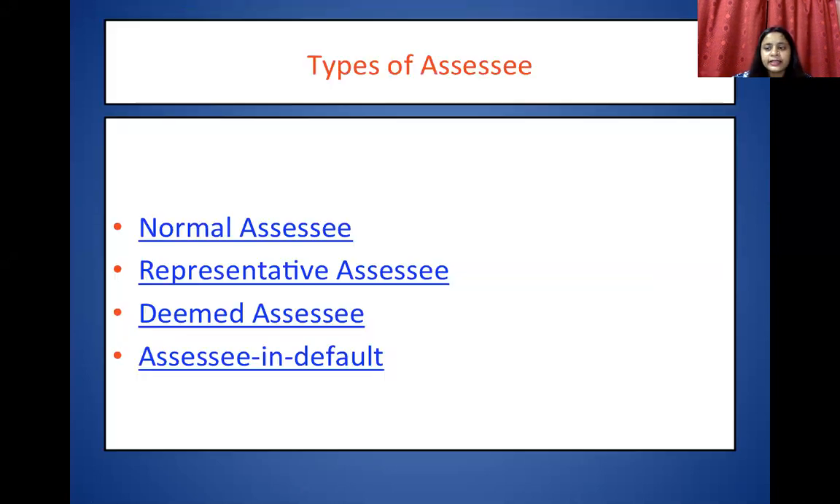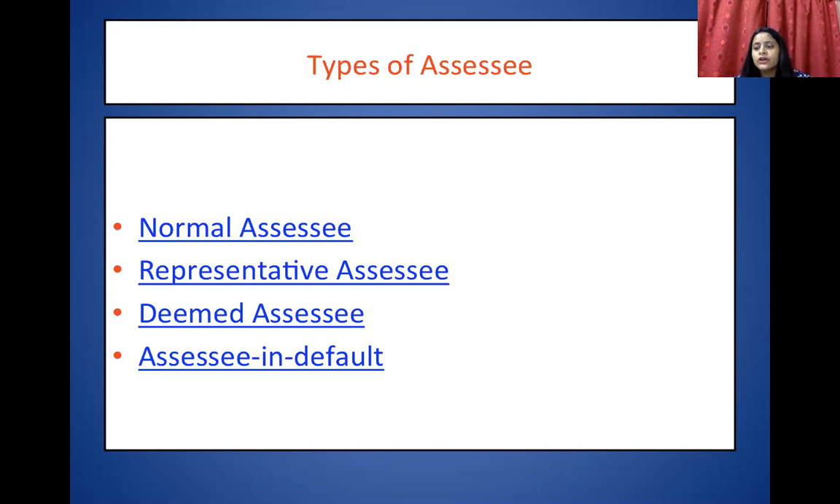Types of assessee. There are 4 types of assessee, that is normal assessee, representative assessee, deemed assessee, assessee in default. An individual who is liable to pay tax for the income earned during the financial year is known as normal assessee. Every individual who has earned any income or incurred losses during the previous year is liable to pay taxes to the government in the current financial year.